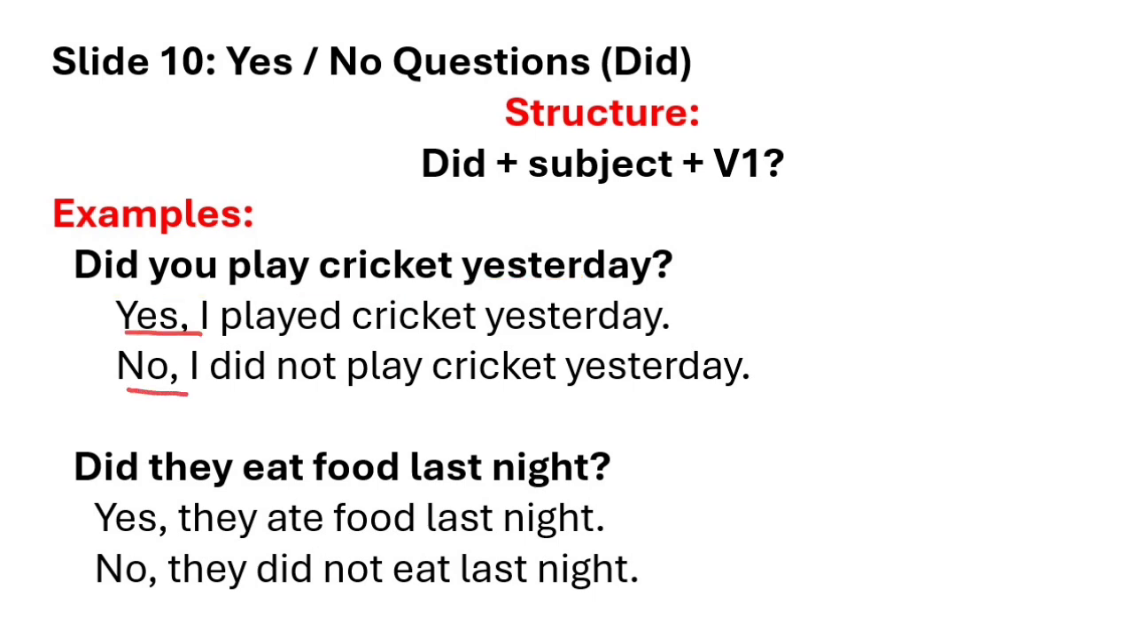Okay, so the positive answer is, yes, I played cricket yesterday. In a positive answer there is no did, but if you say a negative answer, no, I did not play cricket yesterday. So here first we are using did not, right, for negative, and after that we are using the first form of the main verb, that is play. Okay, now see the second example. Did they eat food last night? So the positive answer is, yes, they ate food last night, and the negative answer is, they did not eat food last night. Okay, I missed food here, you can understand it, right?